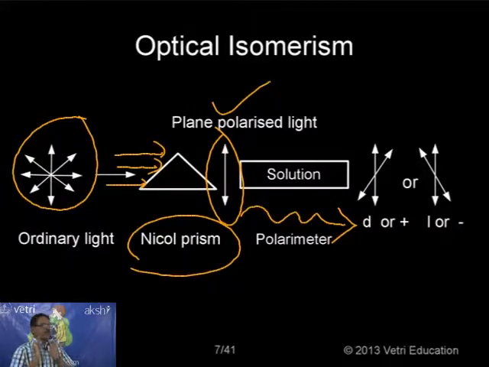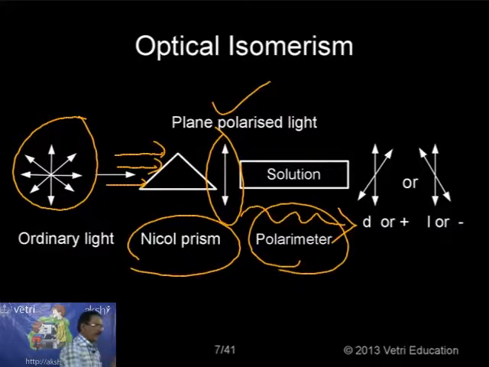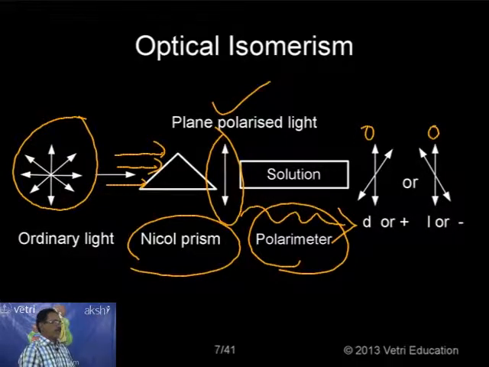When ordinary light is passed through a Nicol prism, it cuts off all directions except one direction, which is perpendicular to the line of propagation. That light is called plane polarized light. When this light is passed through a solution in a polarimeter, it can be rotated either clockwise or anti-clockwise, and that can be measured with the polarimeter. This is the original position. O indicates original.